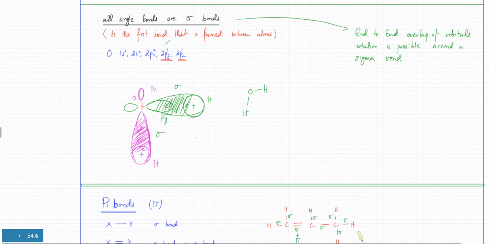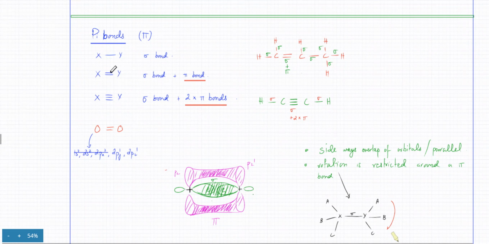And I told you that the first bond between atoms is always a sigma bond, and then you start getting pi bonds. The first one is always a sigma, and then you have one pi. If you have a triple bond, it's a sigma with two pi bonds. And we talked about an oxygen molecule.